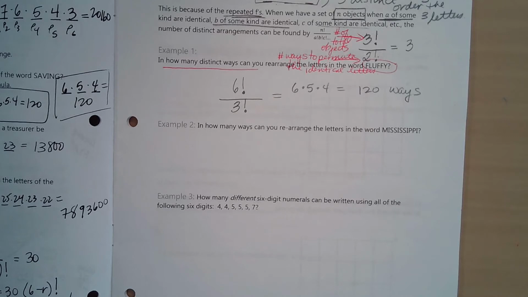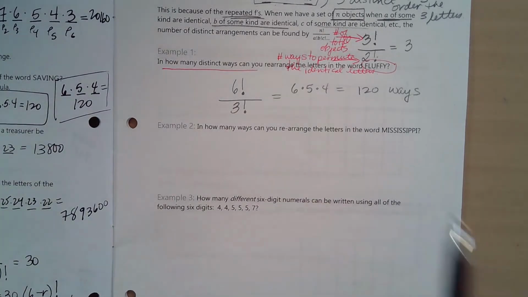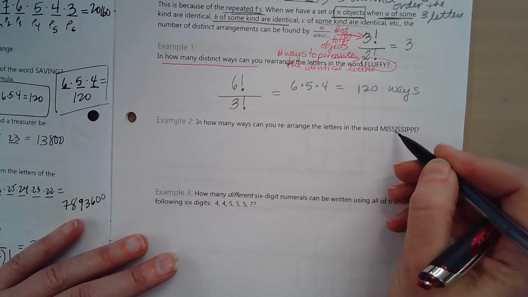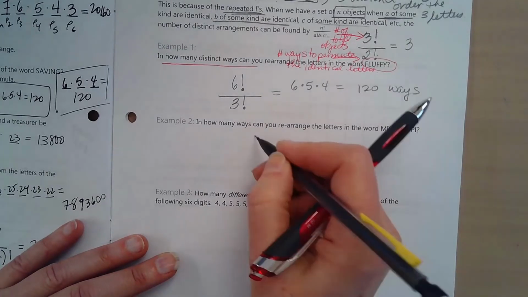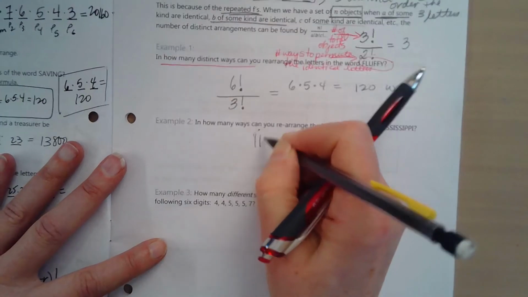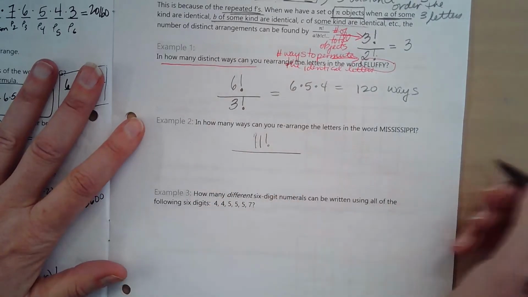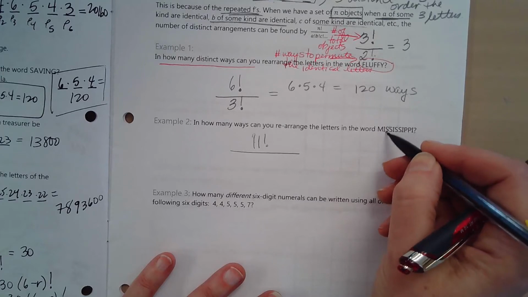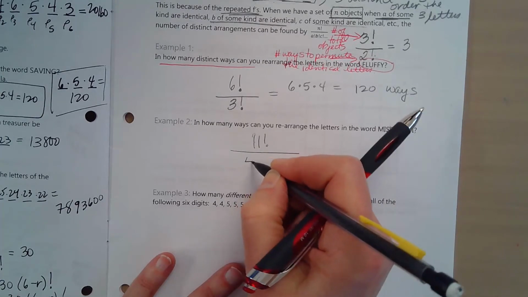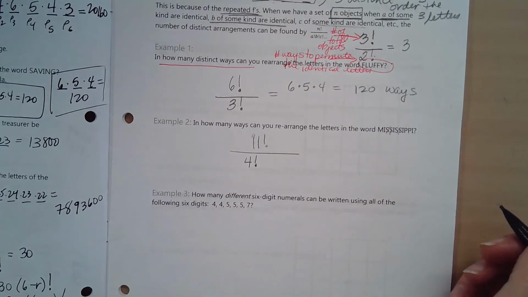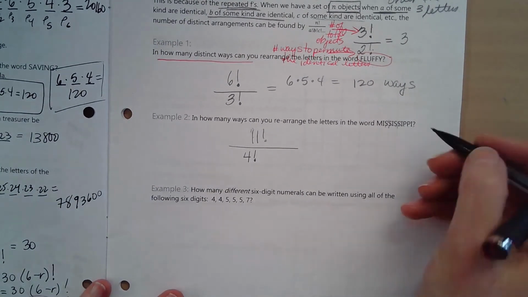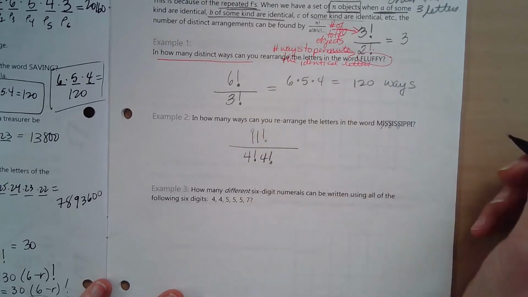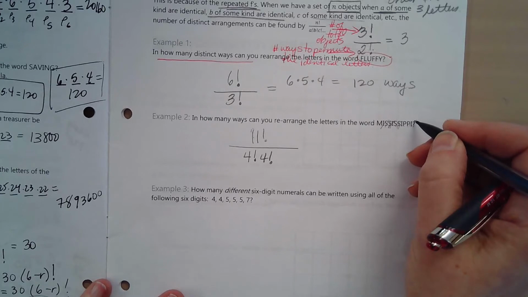Tennessee, Alabama, Mississippi. Okay, Missouri. 1, 2, 3, 4, 5, 6, 7, 8, 9, 10, 11. Did you get 11 on top? That's a big number, right? 11 factorial. Okay, so on the bottom, what do I have? I have repeat S's, 4 of them. So normally I could permute those 4 S's 4 factorial if they were different, but they're not different. And 4 I's. And what else? 2 P's.